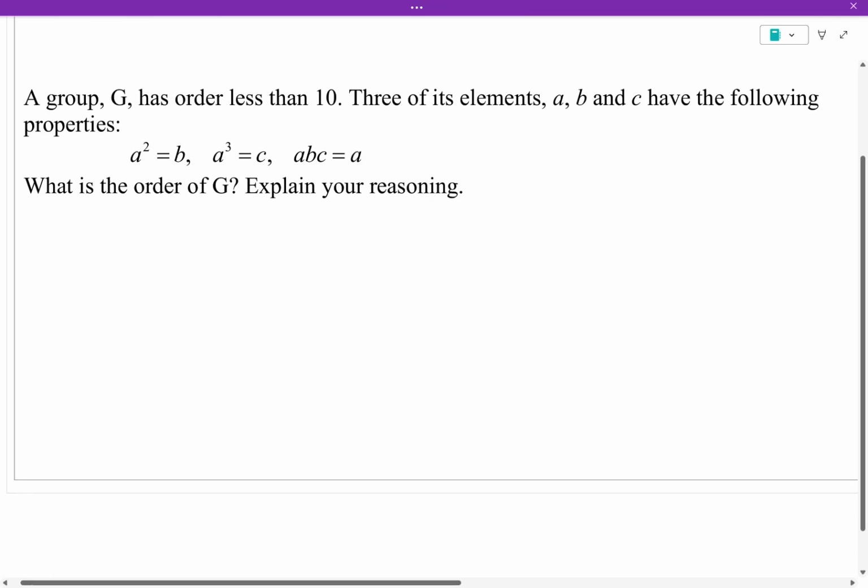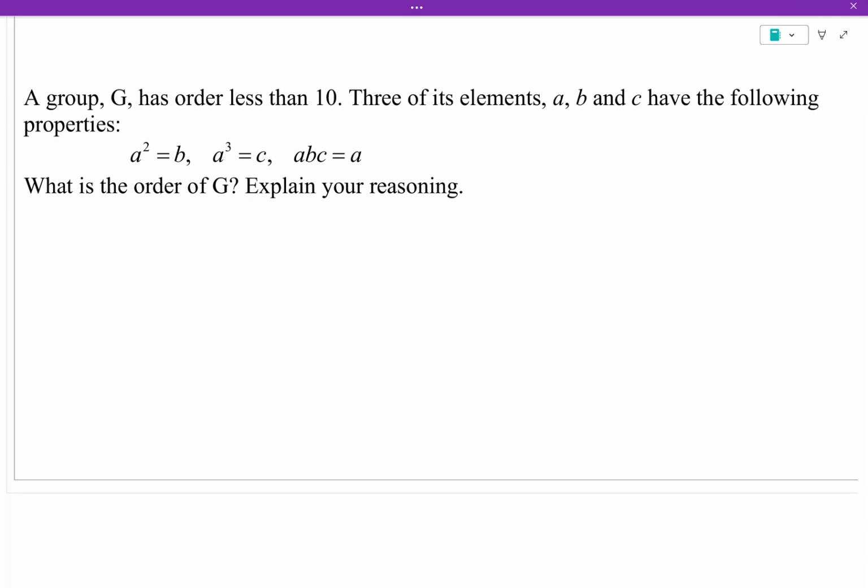Okay, in this video, we're just going to go through a challenging question involving your understanding of groups. So we have a group G with an order less than 10. So there are less than 10 elements. And in 3 of its elements, A, B, and C have the following properties. So we've got A combined with A equals B, A cubed equals C, and finally A combined with B combined with C equals A. And we need to establish what is the order of G and explain our reasoning.